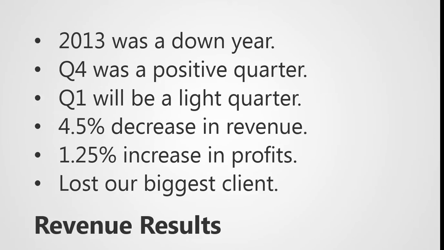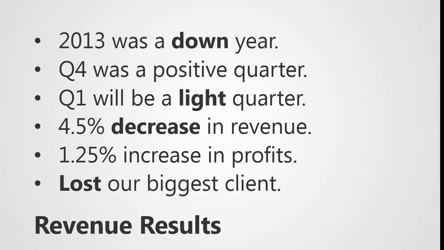2013 was a down year. The fourth quarter was a positive quarter. The first quarter of the next year is going to be a light quarter. There was a decrease in revenue, there was an increase in profits, and we lost our biggest client. Now, as you go through this, what you should point out to yourself is, okay, these 4 bullet points here have negative information. It was a down year. The first quarter will be a light quarter after our down year. There was a decrease in revenue, and we lost our biggest client.